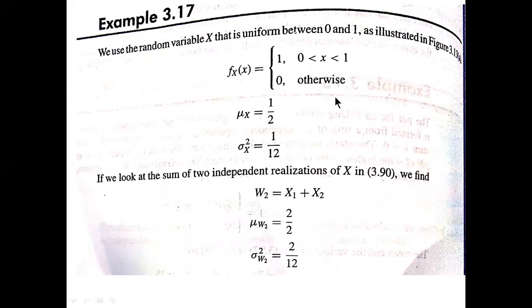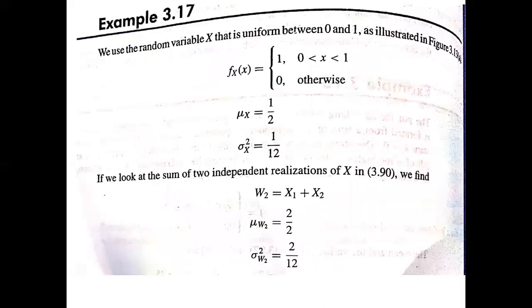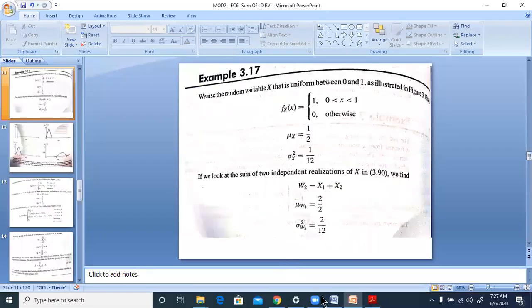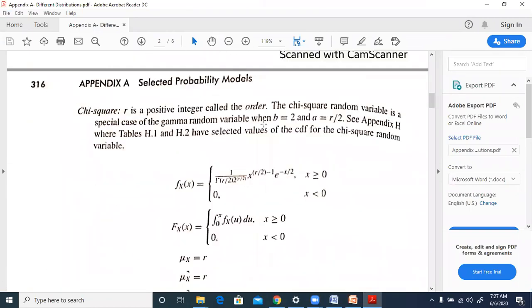Now let us take one more example, of a uniform random variable x between 0 and 1. So that is fX(x) is 1 for 0 less than x less than 1. The average of that will be half, and the variance of that will be 1 by 12. This is the standard value. You can find this again from Appendix A for the uniform distribution.